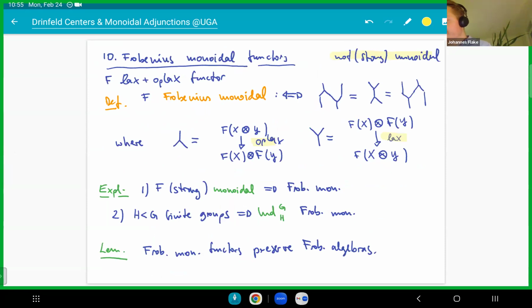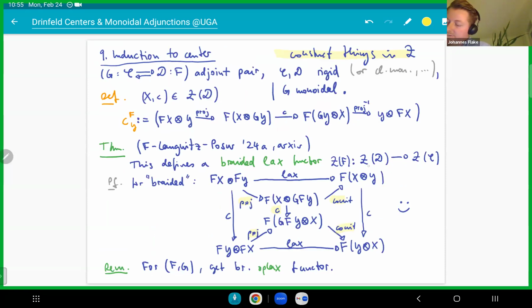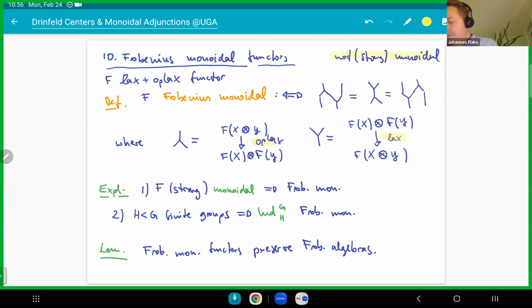So, but we can even say a little more. This is just somehow the fact that one can induce up objects, but then we can ask somehow what is the structure of these, for instance, the structure of this functor ZF. To say that, I have to introduce another gadget, which is that of a Frobenius monoidal functor.